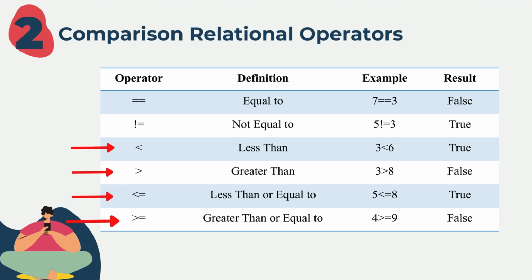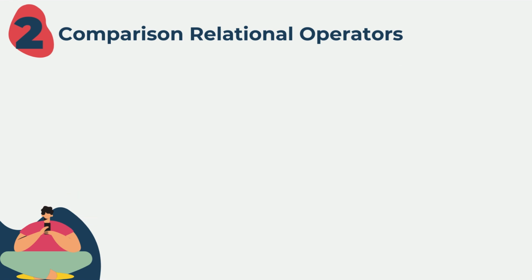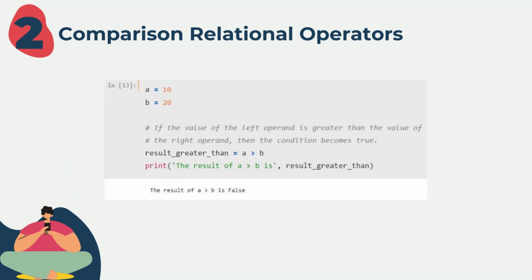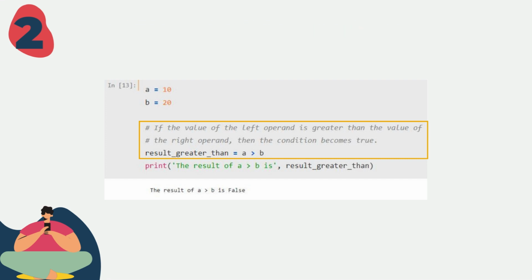For instance, let's explore the greater than operator. This operation determines if the a value is greater than b, and the result is printed. This operator returns true if the left operand is greater than the right operand, and false otherwise.